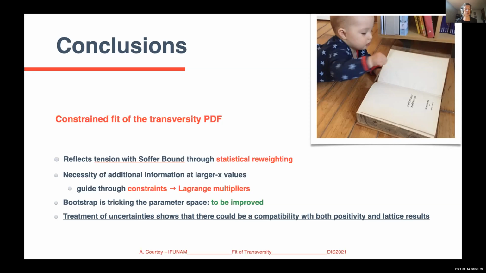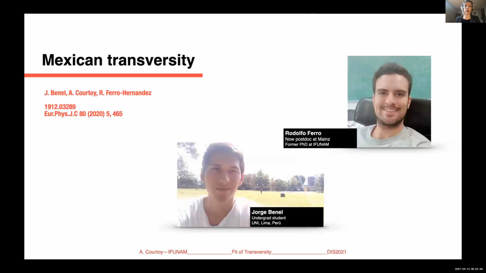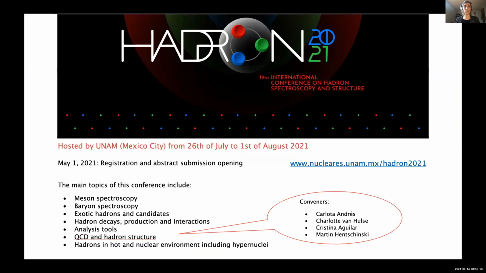But what we show is that this treatment of uncertainty showed that there could be a compatibility for both positivity and lattice results. So I think we have to explore that a bit more. That's the students involved.